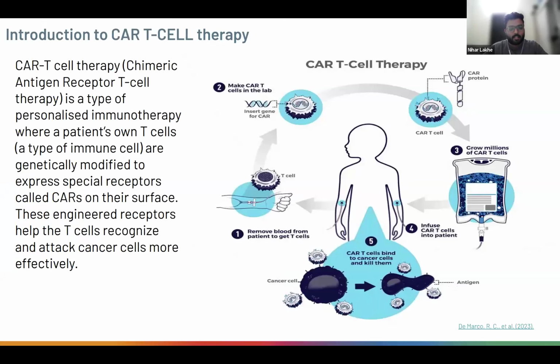Coming to the CAR T cell therapy, CAR T cell therapy, also known as chimeric antigen receptor T cell therapy, is a type of personalized immunotherapy where a patient's own T cells, a type of immune cells, are genetically modified to express special receptors called CARs on their surface. These engineered receptors help the T cells recognize and attack cancer cells more effectively.